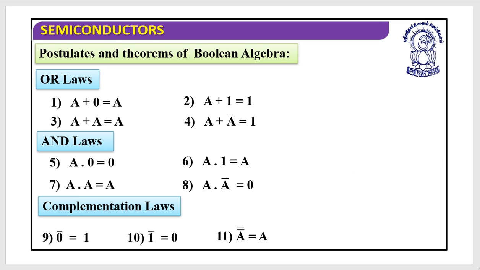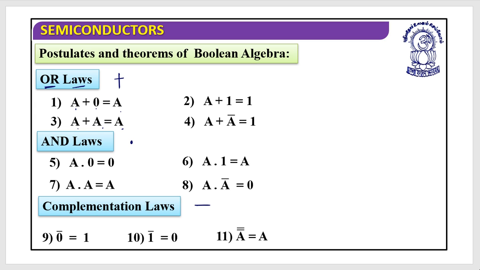So these are the certain postulates and theorems of Boolean algebra. Look at this. These are all the OR laws. OR is represented by this plus sign, and AND is represented by the dot sign. Complement is a bar. So when I say A OR 0, the answer would be A. When I say A OR A, the answer would be A. You just note this down and keep writing.